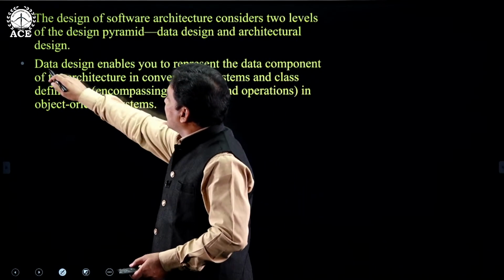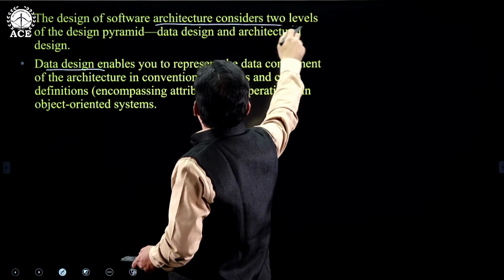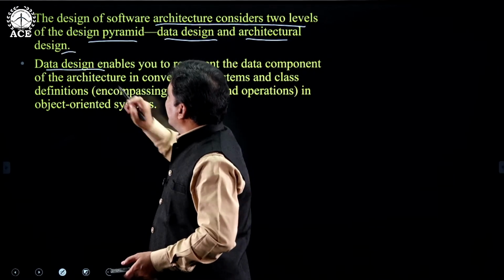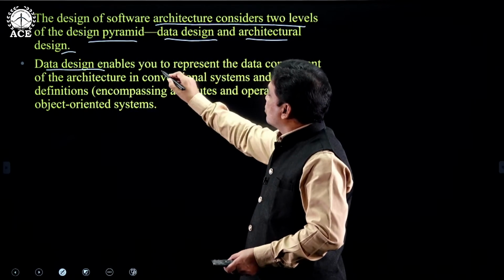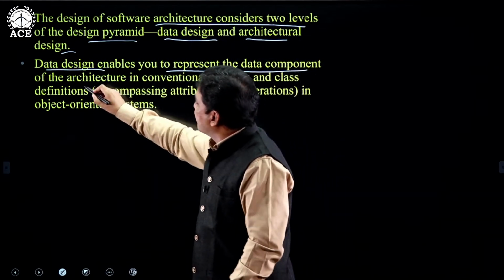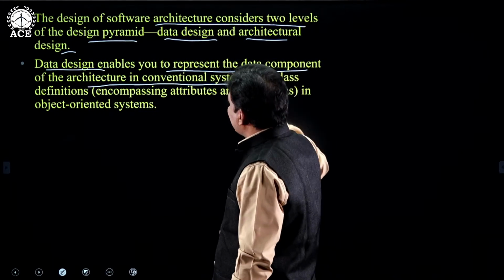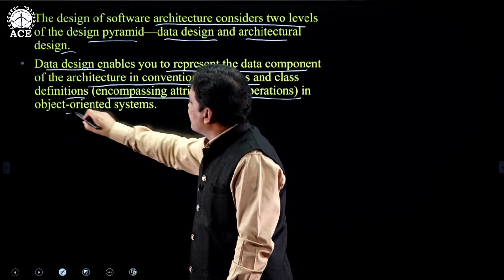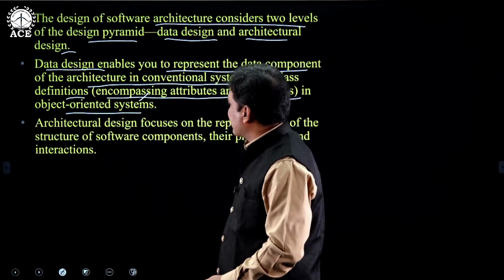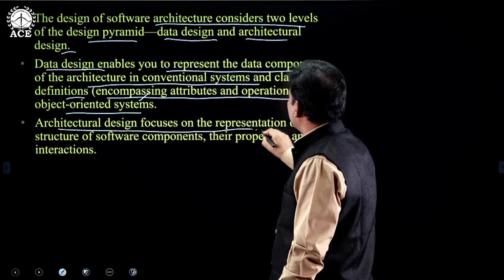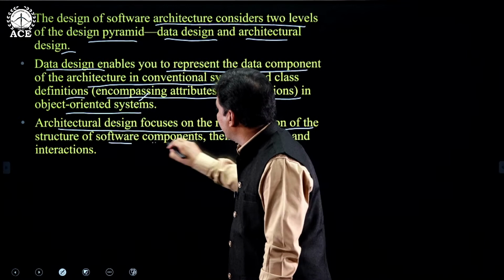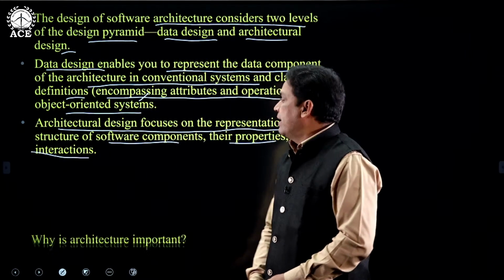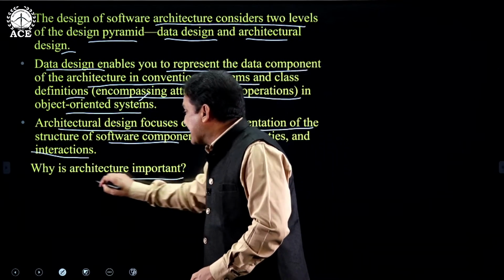So the design of a software architecture consists of two levels of design: data design and architectural design. What is data design here? Data design enables you to represent the data component of the architecture in conventional systems, and class definitions encompassing attributes and operations in object-oriented systems. Whereas architectural design focuses on the representation of the structure of software components, their properties and interactions.